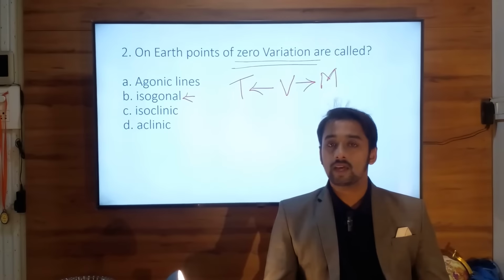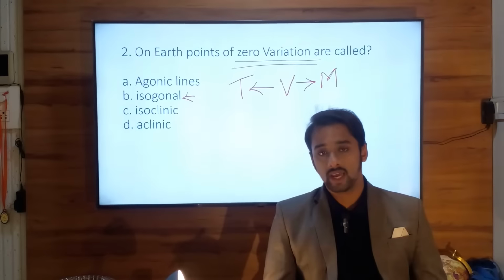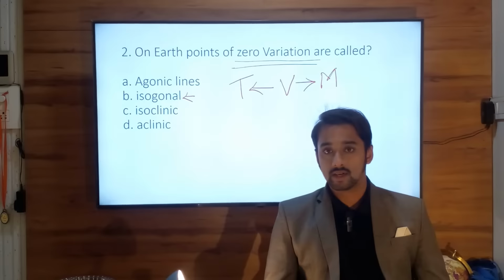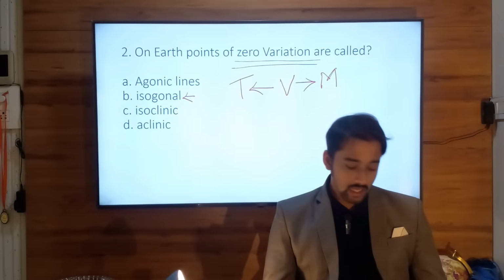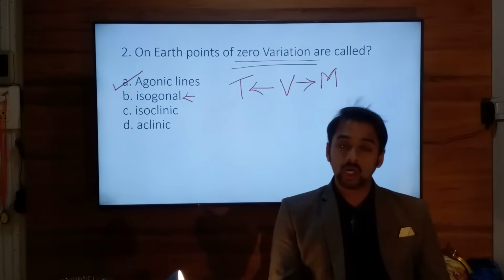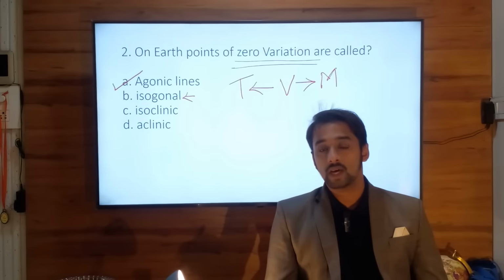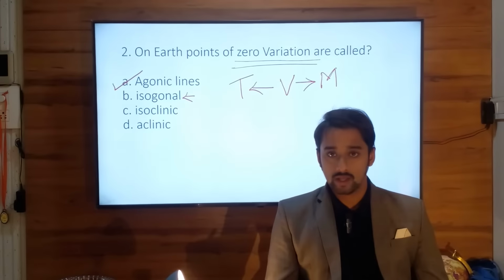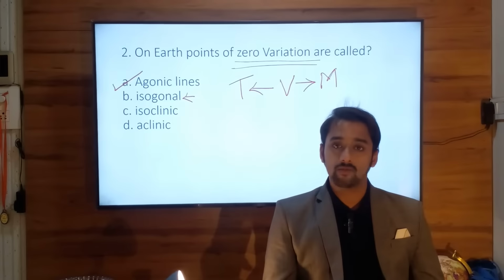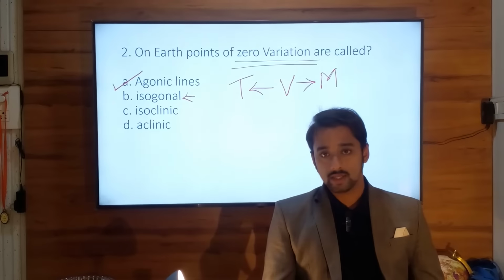Now, if there are lines joining places of zero variation, meaning places having no variation at all, and so many points, the line joining those points of zero variation is called an agonic line, or those lines are called agonic lines. So, points of equal variation are isogonals, and points of zero variation will be agonic lines.